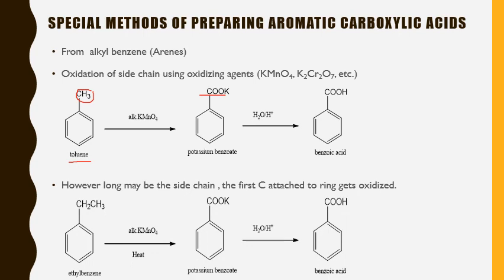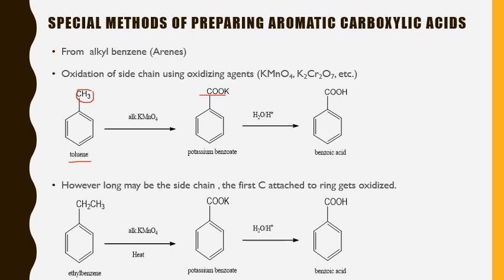So what happens in this reaction? These oxidizing agents will oxidize the carbon attached to the ring, not the extra carbon which is elongated. Whatever the first carbon attached to the ring will be oxidized to the corresponding carboxylic acid. If you observe here, we have only one carbon attached to the ring, but here we have a little longer chain where two carbons are involved. This is ethyl benzene. This is methyl benzene. However long the chain may be, only the first carbon attached to the ring will get oxidized.